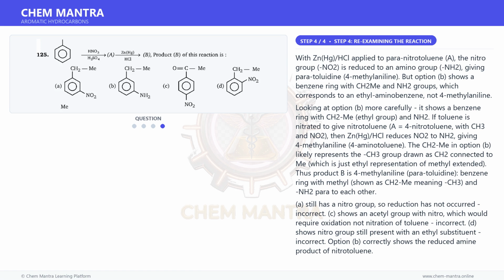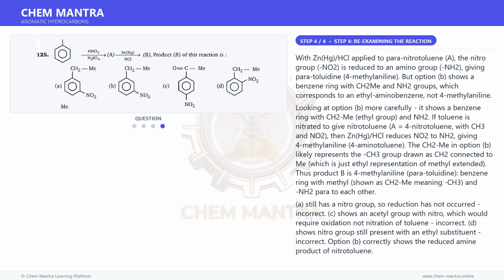The CH2Me in option B likely represents the CH3 group drawn as CH2 connected to Me, which is just an extended representation of methyl. Thus product B is 4-methylaniline, para-toluidine, a benzene ring with methyl, shown as CH2Me meaning CH3, and NH2 para to each other.